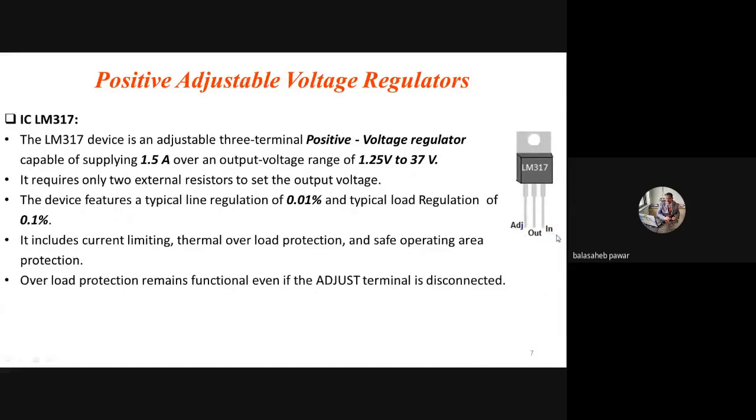That means you have to apply unregulated DC voltage to pin number 3, and from pin number 2 we will get the regulated output voltage. How much it should be is adjustable between 1.25 to 37 volt, which we can adjust by connecting some resistors externally to pin number 1, and that's why it is highlighted as the adjustable pin. Okay, that is pin number 1.